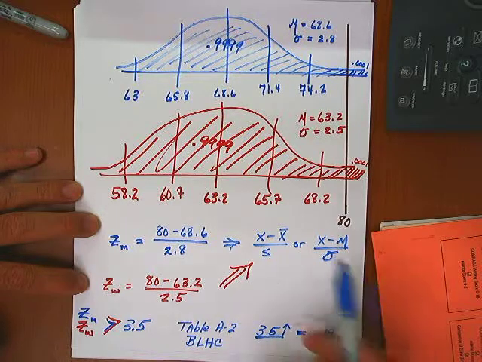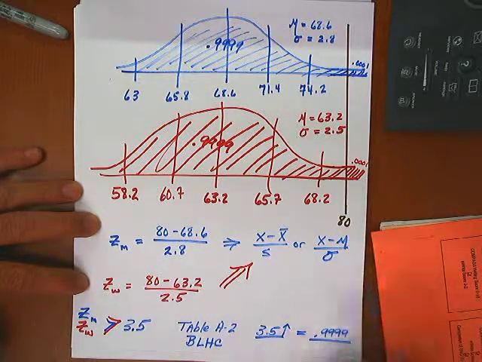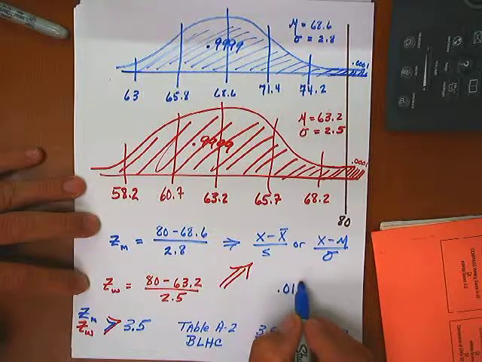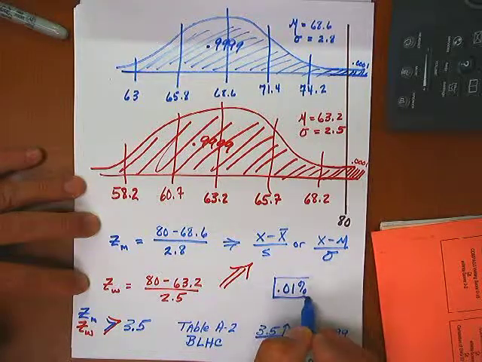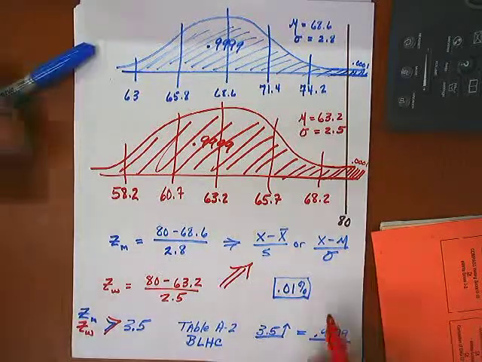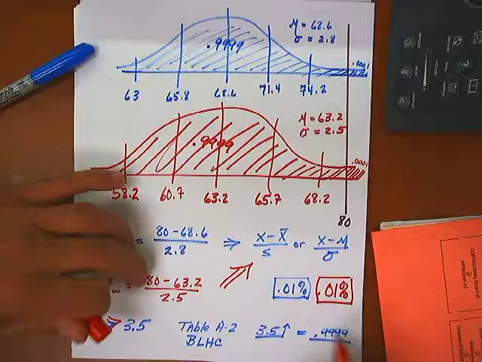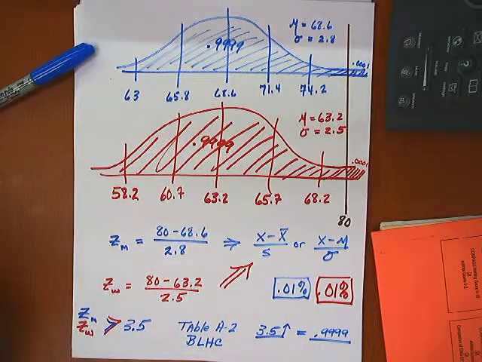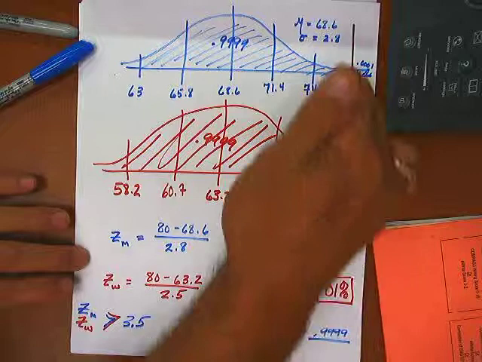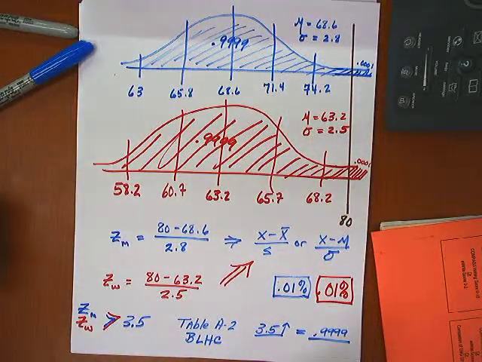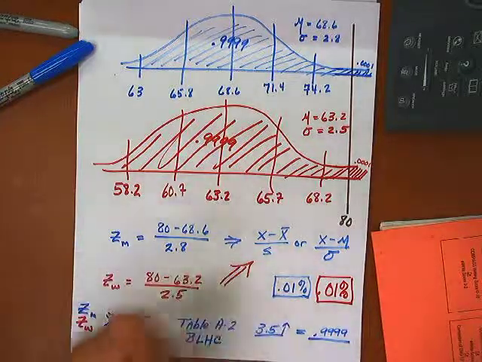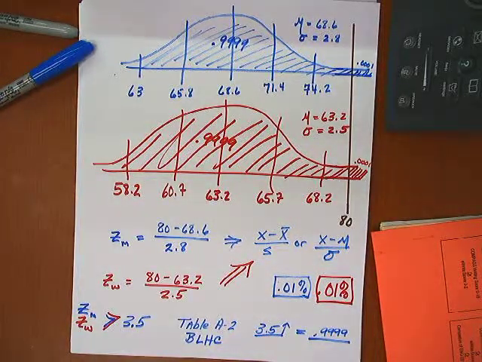So the answer to the question, what is the percentage of people, men or women, that will hit their heads or have to bend to go through the door, is 0.01% for the men and 0.01% for the women. And the reason it's the same answer is because the z-score for 80 on both is over 3.5. We'll do the second part of this question in another video.